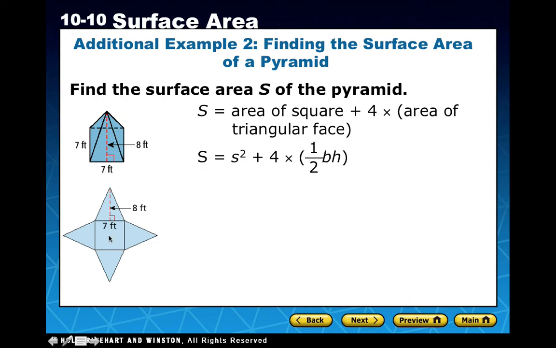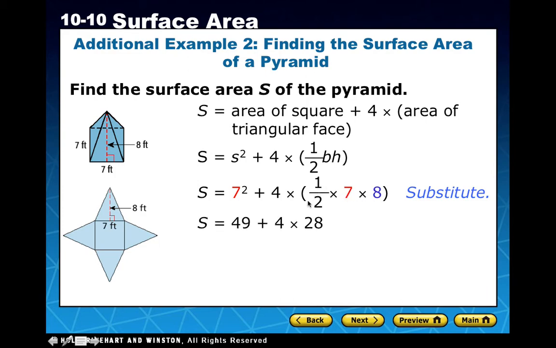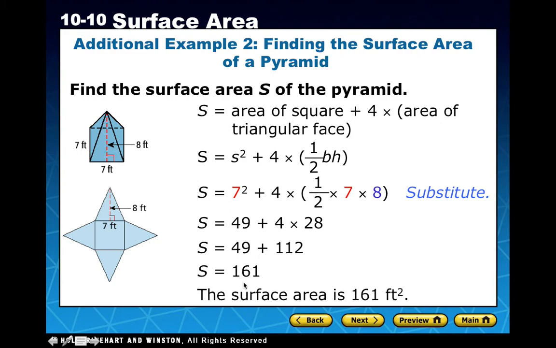So the area of the square is going to be 7 times 7, 7 squared, plus 4 times the area of the triangle, 1/2 base, which is 7, and height, which is 8. So we'll substitute in all our values. 7 squared plus 4 times 1/2 times 7 times 8. 1/2 times 7 times 8 gives us 28. 7 squared is 49. So we'll multiply first, order of operations, and then we'll add the 49, and we get 161 feet squared.